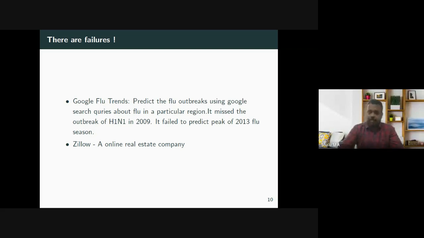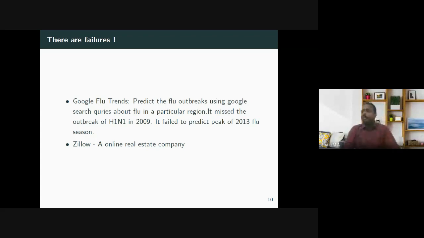The algorithm suggests some prices, but they're not available in the market. Since they had made a profit the previous year, they thought, okay, let's increase the buying price. They increased the buying price a lot, bought a lot of properties, and repaired them and tried to sell them.